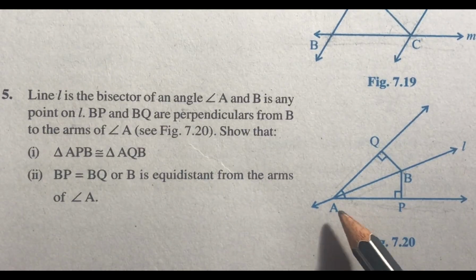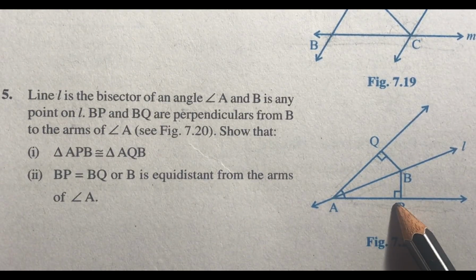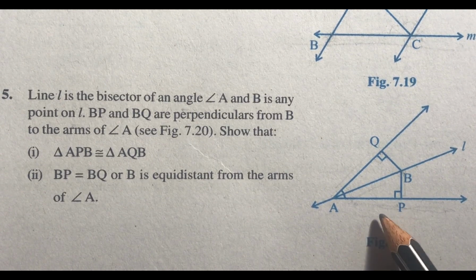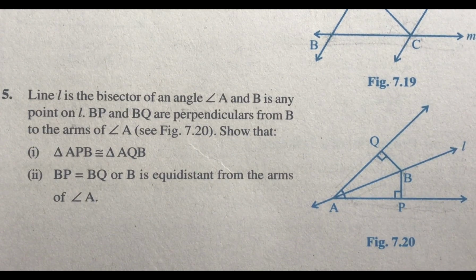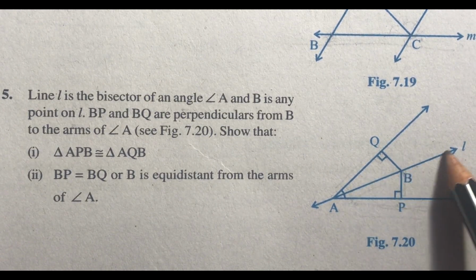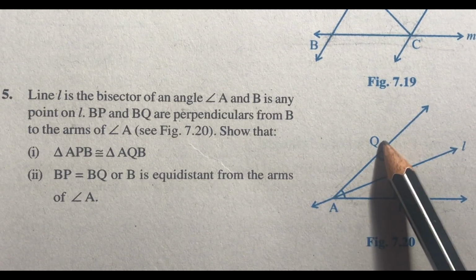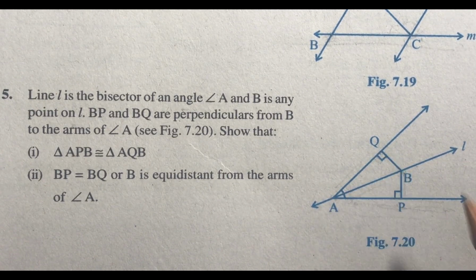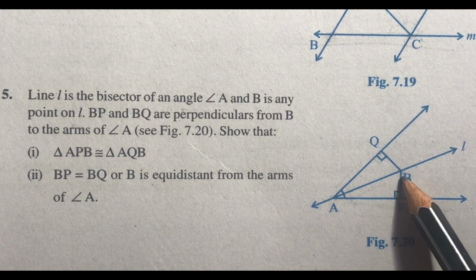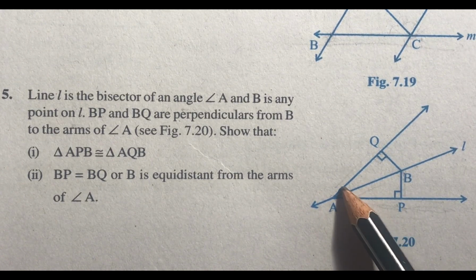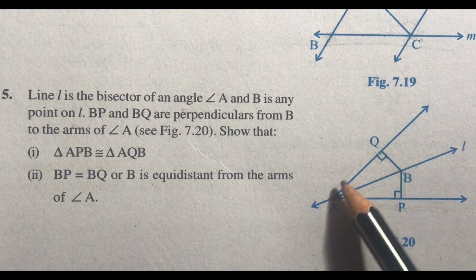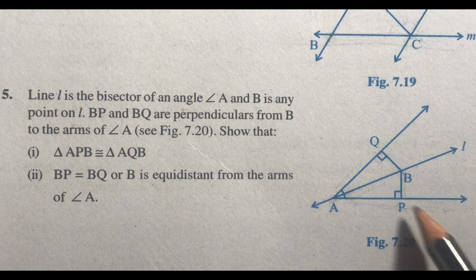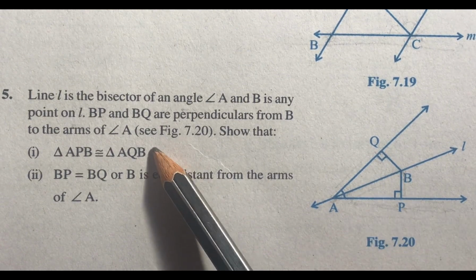Show that triangle APB is congruent to triangle AQB. Here angle Q and angle P are 90 degrees, and also L is a bisector of angle A. So QAB will be equal to PAB. So these two angles will be equal, and this is a common side. So by AAS congruency rule, these two triangles are congruent.